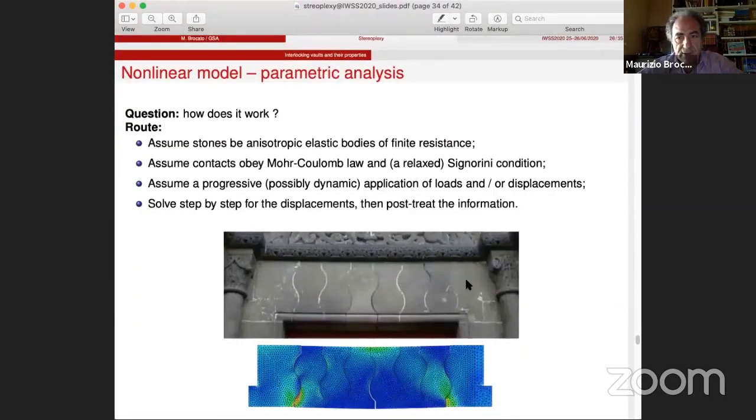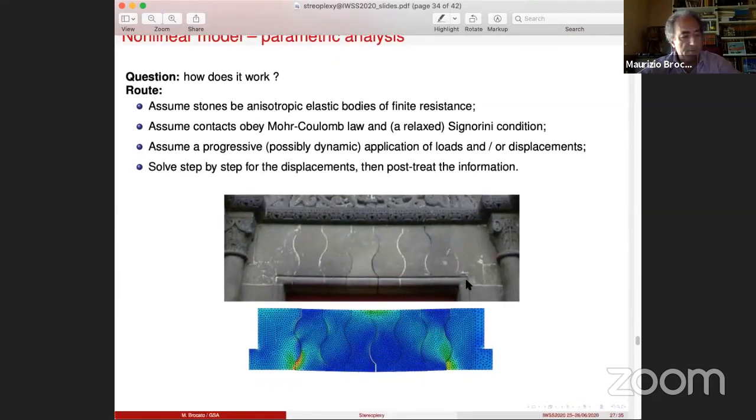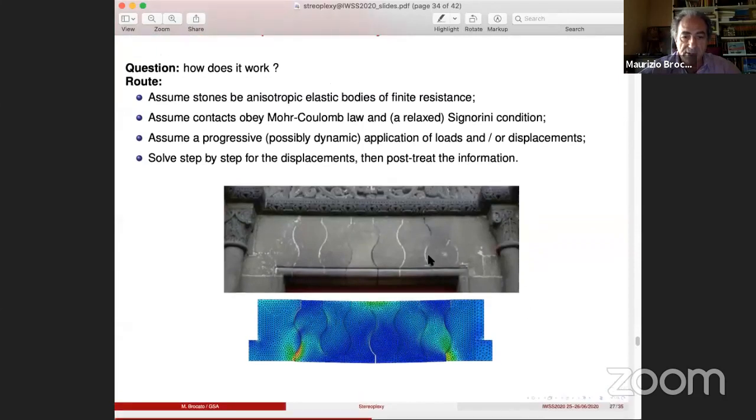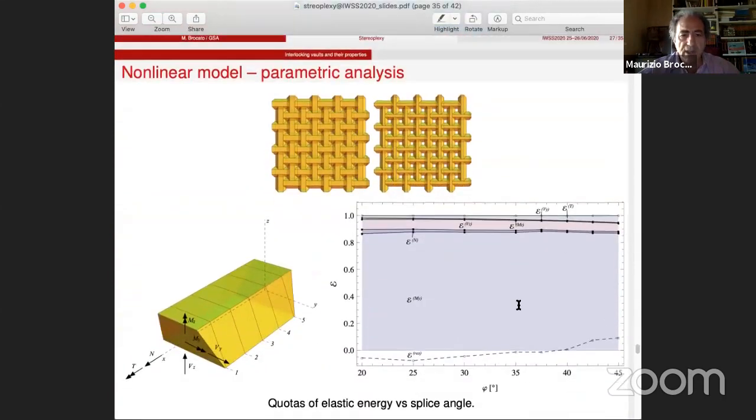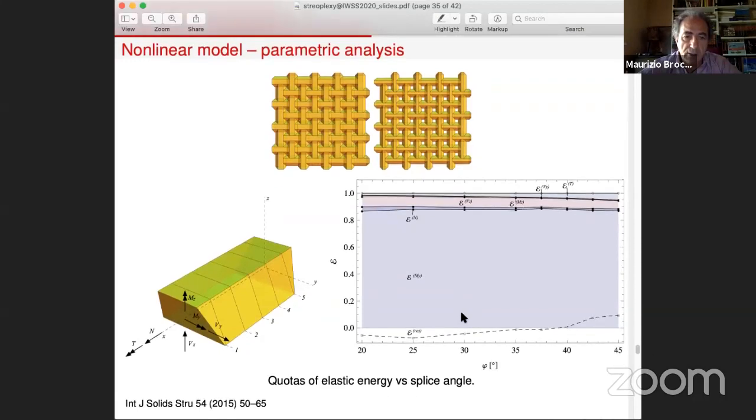Now, if we go a little further and we try to understand what happens in mechanics, so how does it work, then you can assume blocks to be anisotropic elastic bodies. You can have a Mohr-Coulomb law on the joints, and do a step-by-step computation, like you can see here, the simulation of a 13th century flat arch in Beauvais.